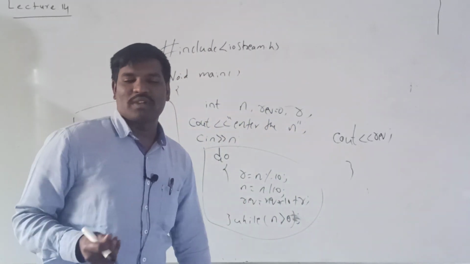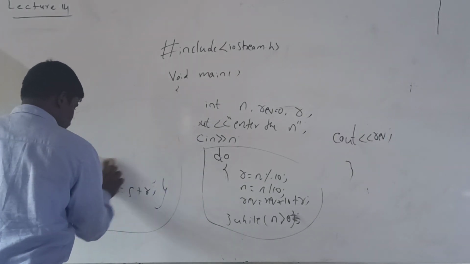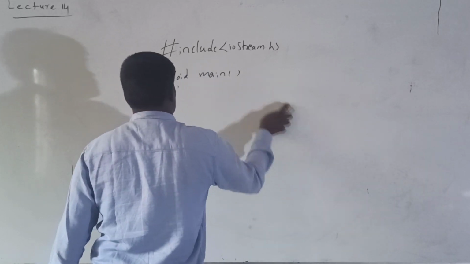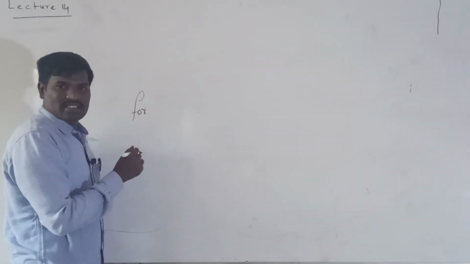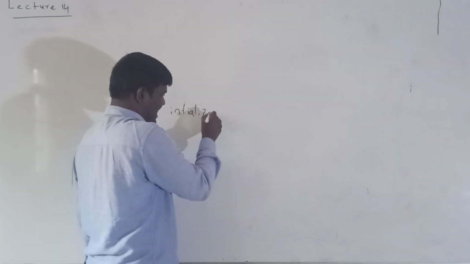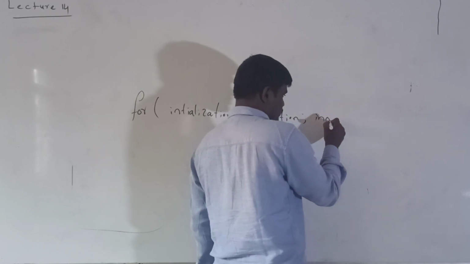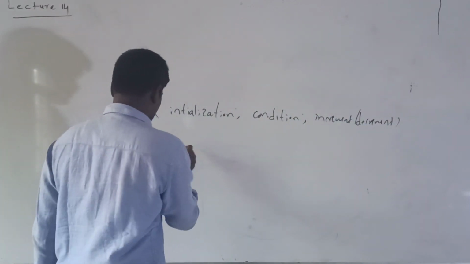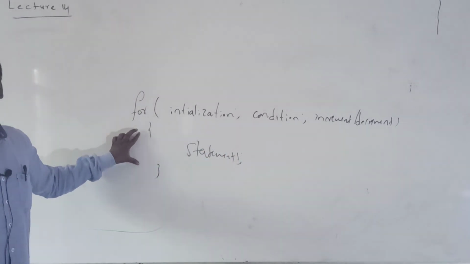Okay, so the last loop is the for loop. The syntax of the for loop is: for, initialization, condition, increment or decrement, then the statement. So this is the syntax of the for loop.